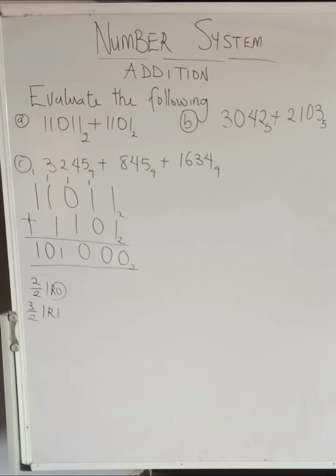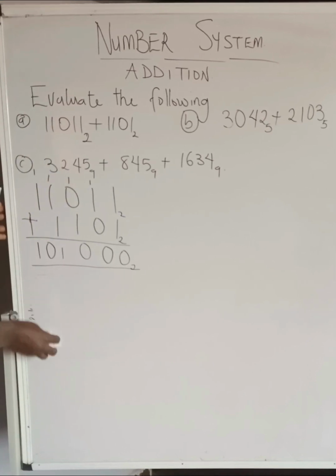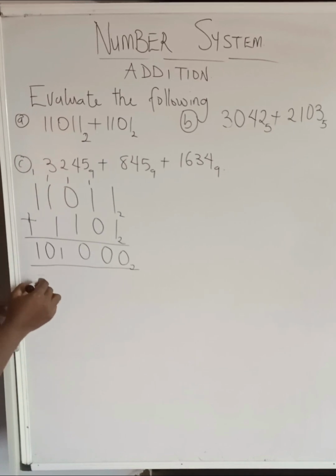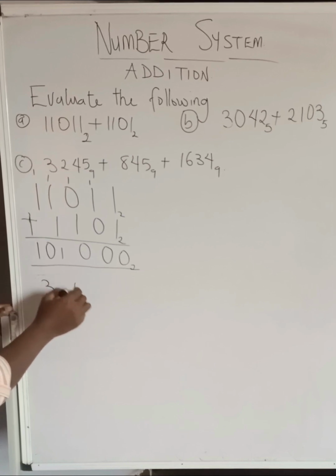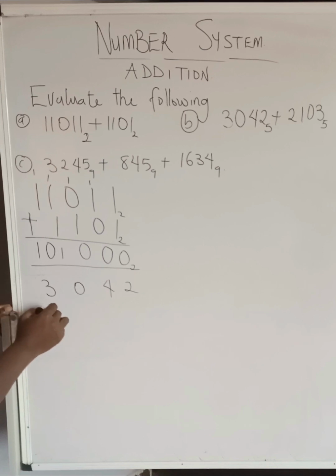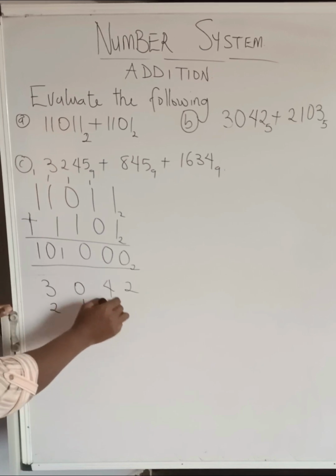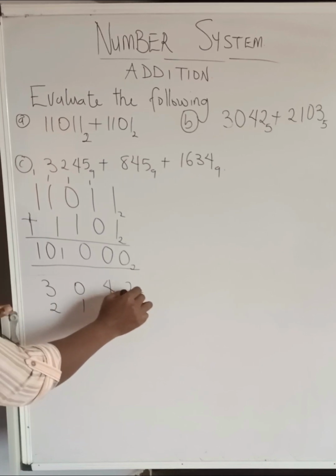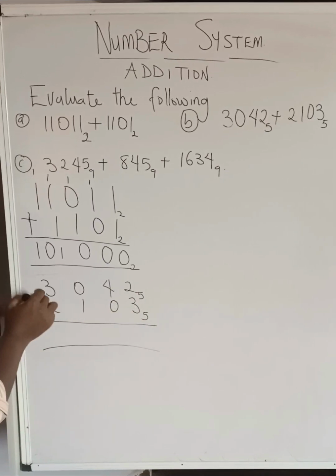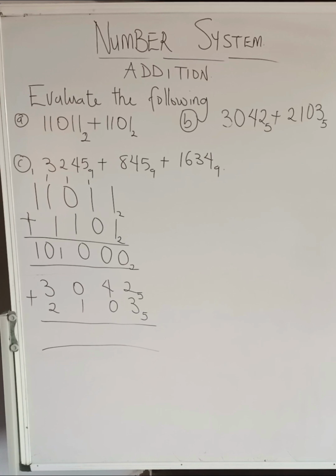Okay, our second example is in base 5. We have 3042 plus 2103. They are all in base 5, right? So let's add. We are always starting from the right hand side.